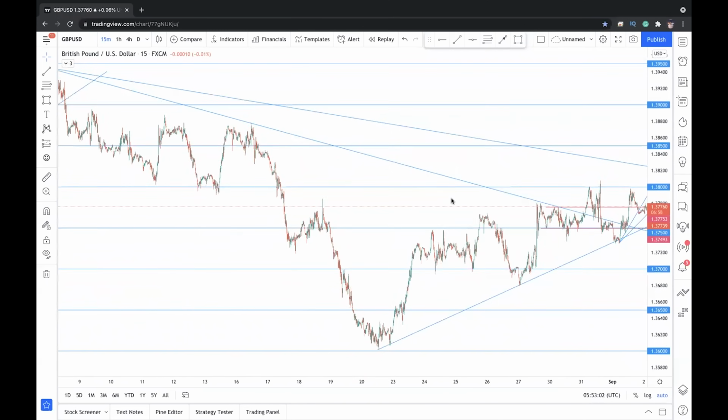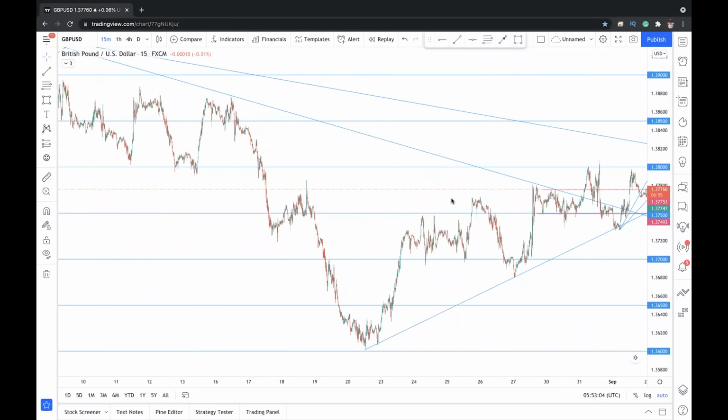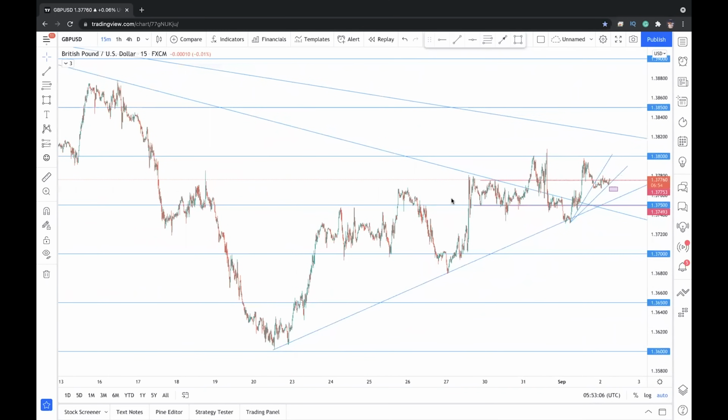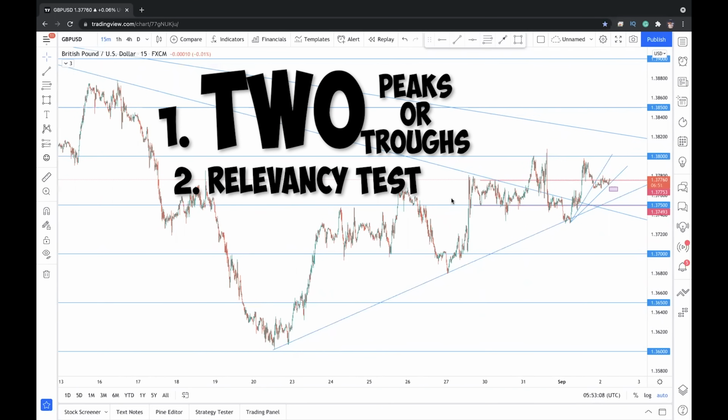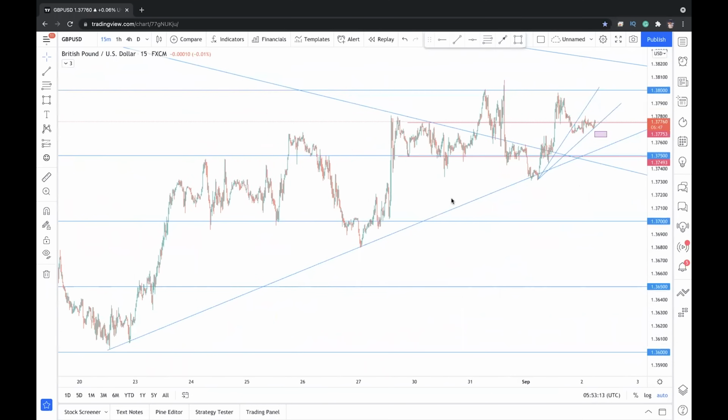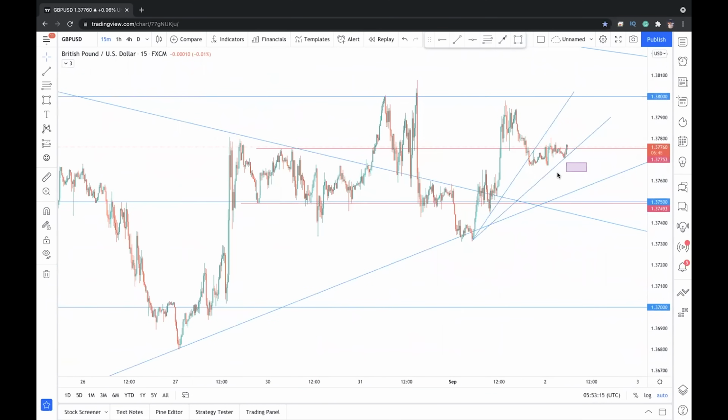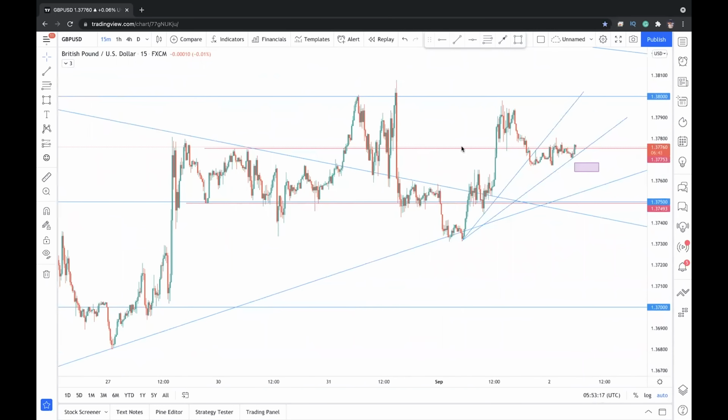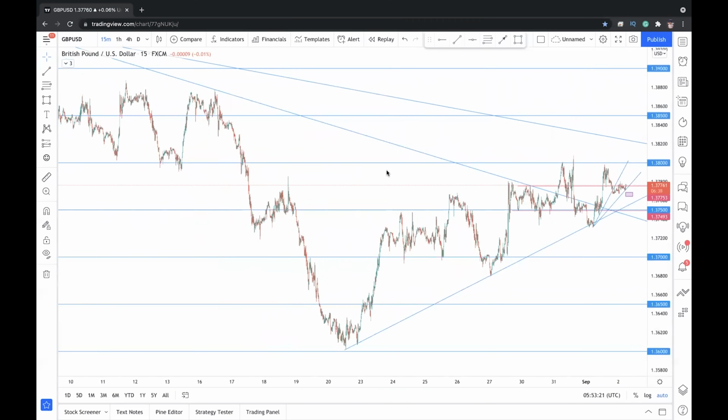The relevancy test is a whole different topic, and I teach people how to do the relevancy test. So the criteria to draw a valid trend line: number one, it has to have at least two peaks or two troughs, and number two, you have to pass the relevancy test. Relevancy means it has to be relevant to the current chart. So now here's what I'm currently looking at. That's how I have all these valid trend lines across my chart.